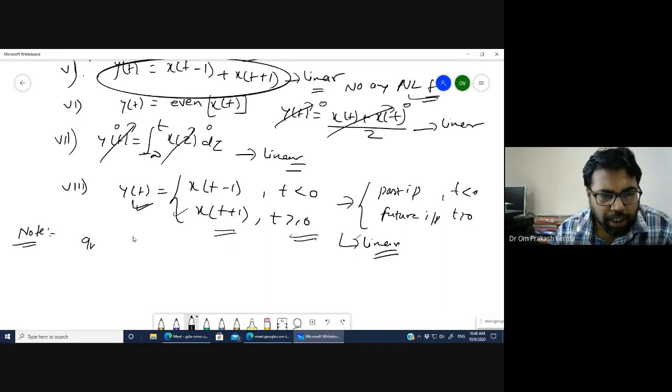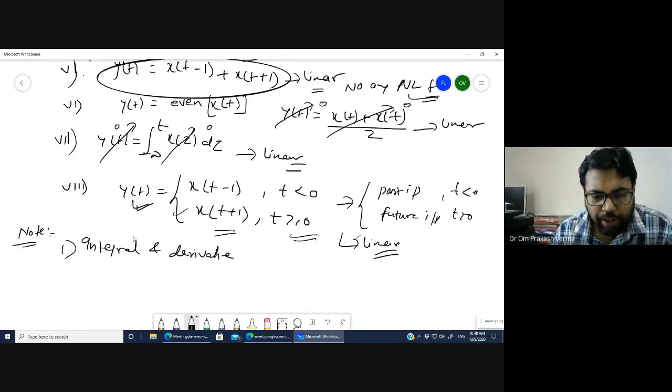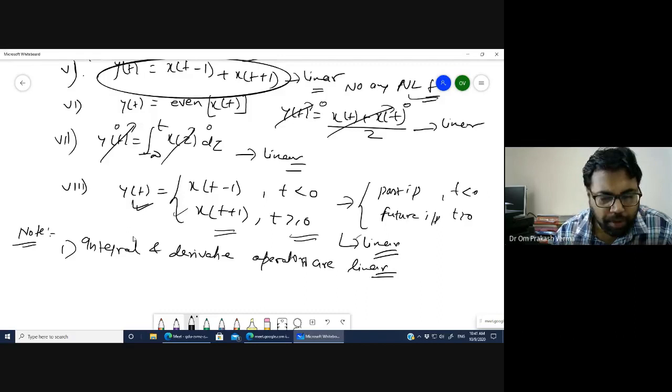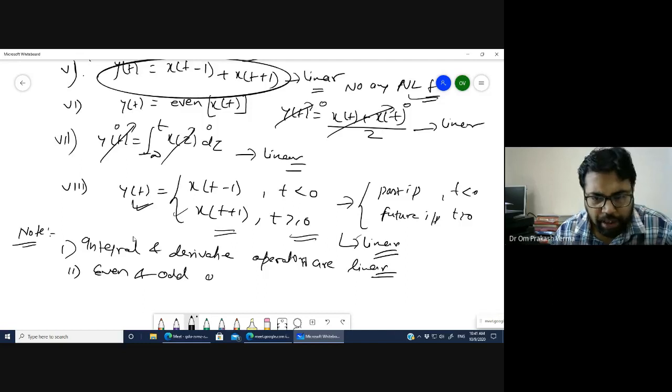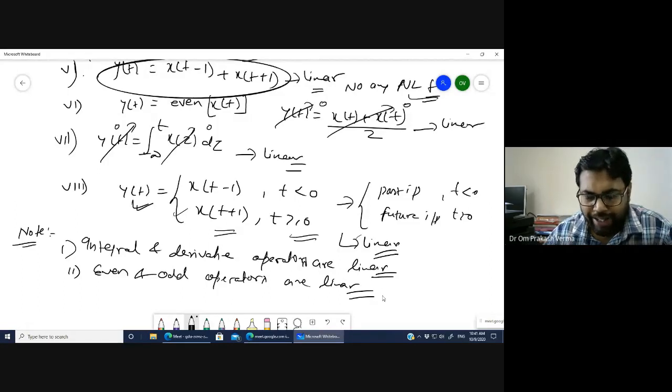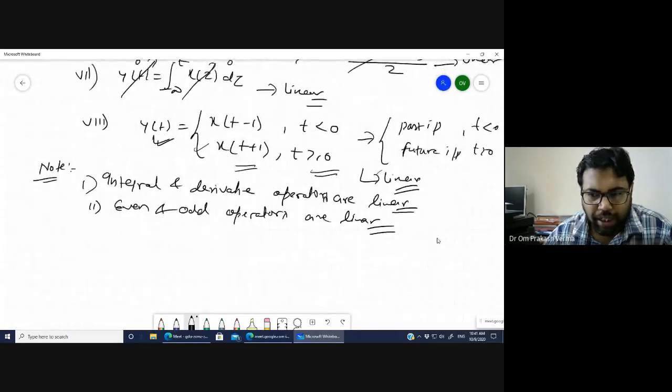So you have to note, first, that integral and derivative operators are linear. First, you have to remember this one. Second is the even and odd part. Even and odd operators are linear. Right? Trick is not a rule. Trick is not a rule.